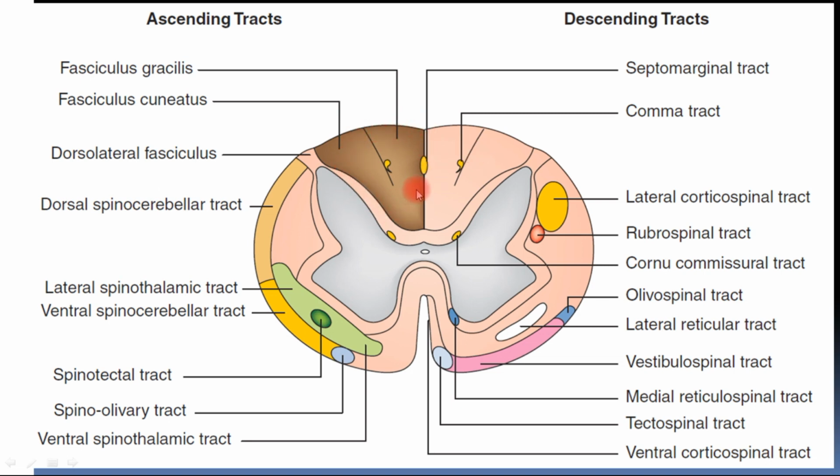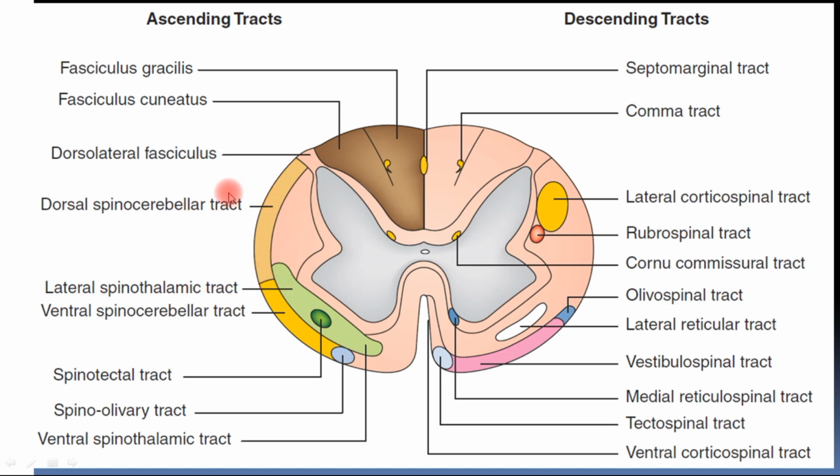This dorsal column medial lemniscus pathway is divided into two parts: the one coming from the lower limb and the one arising from the upper limb. The one coming from the lower limb is located medially in the form of fasciculus gracilis, and the one coming from the upper limb is located laterally in the form of fasciculus cuneatus. These are carrying the sensation from the same side, which will then cross over to the opposite side in the medulla.